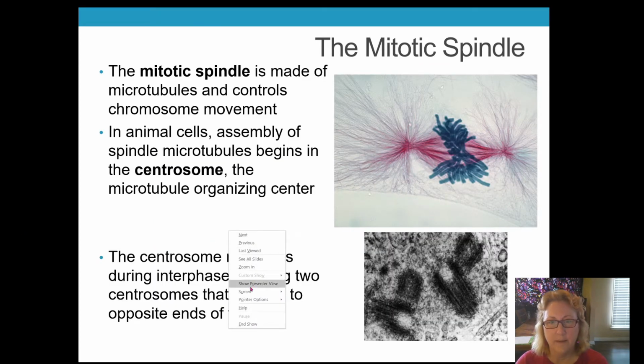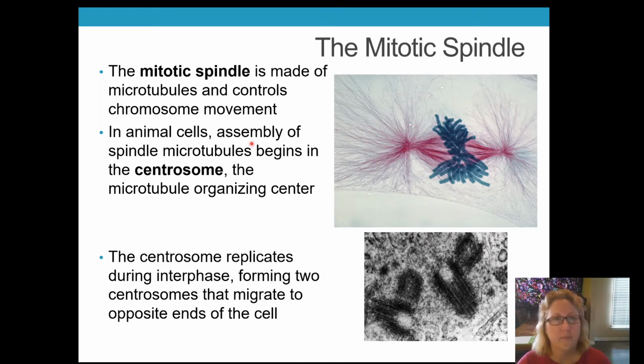All right. So the spindle, what we call the mitotic spindle, is made out of microtubules. Some of those microtubules are attached to the chromosomes at the centromere, and some of those microtubules are just attached to other microtubules and are going to be used for lengthening that spindle.